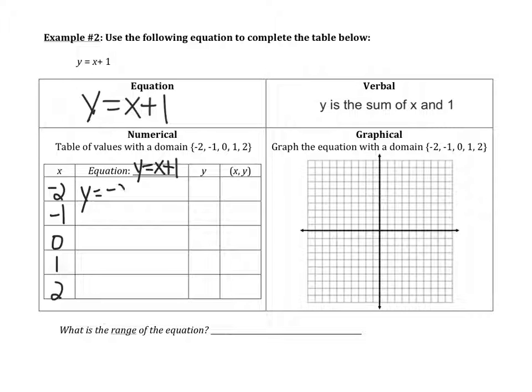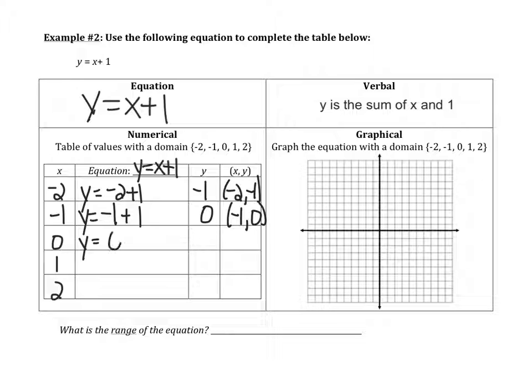So y equals negative 2 plus 1. Negative 2 plus 1 is negative 1 for my y value. So my ordered pair is negative 2, negative 1. Next, I have y equals, I'm going to substitute negative 1 in for x. So negative 1 plus 1, which is 0. So now I have negative 1, 0.